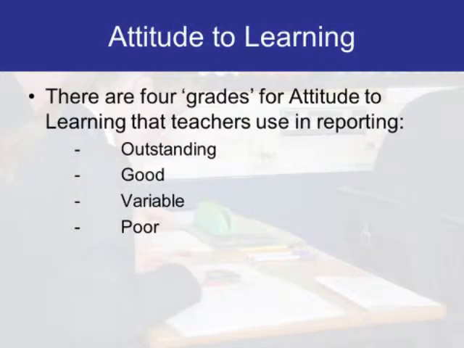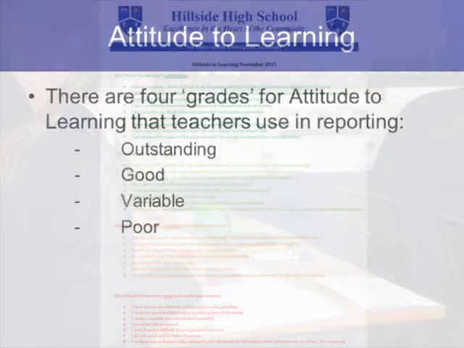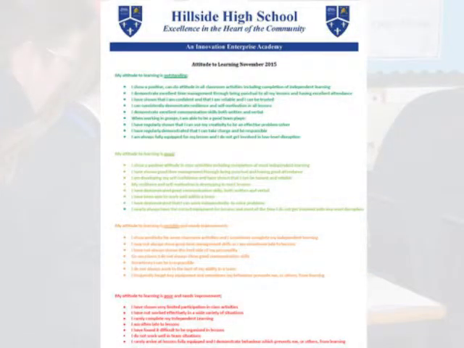Attitude to learning is obviously very important, and there are 4 grades that we use for attitude to learning that we'll be reporting on to you: outstanding, good, variable or poor. And there is an explanation of these 4 grades and the sort of behaviours that we'd expect students to display, and the teachers use these to decide what grade the student is currently working at with regard to attitude to learning.